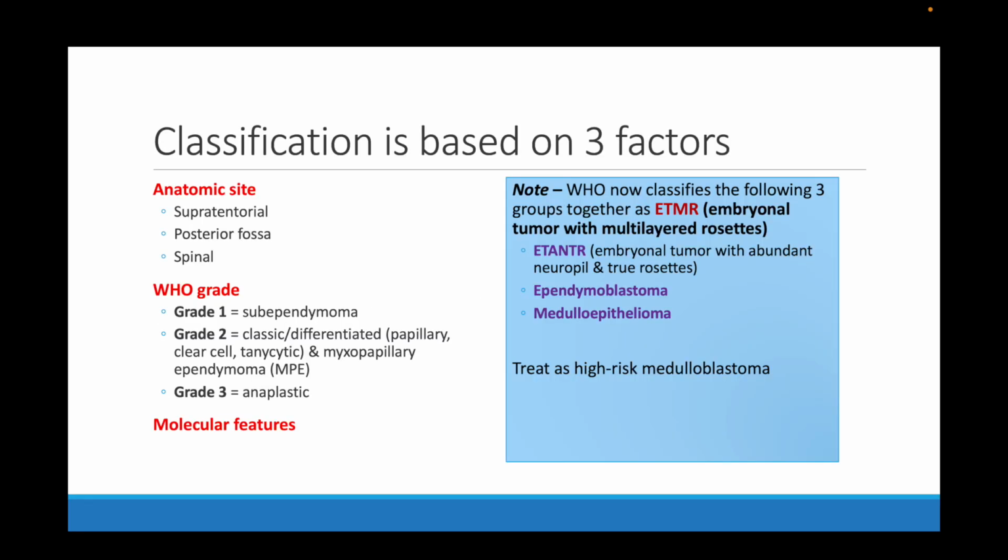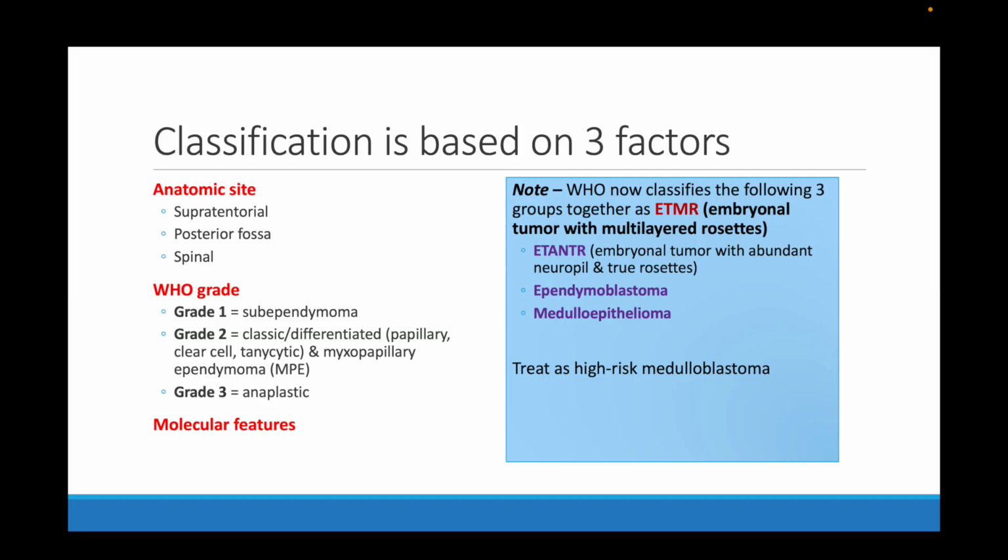So that brings us to the classification of ependymoma, where, as we will see, molecular features do play a very important role. The classification of ependymoma is based on 3 factors. These are the anatomic site, the WHO grade, and then molecular features, which we'll talk about on the next slide. So anatomic site, you can think of it as divided into 3 sites. We talked about supratentorial ependymomas, infratentorial ependymomas, also known as posterior fossa ependymomas, and then finally spinal ependymomas. So depending on whether they're supratentorial, posterior fossa, or spinal, we can classify based on the site.